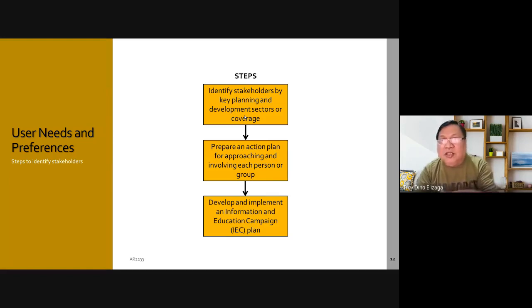So you just try to, this is work between you and the client. Then you prepare an action plan for approaching and involving each person or group. So which is the best way to approach so that you are not turned away violently, and develop and implement an information education campaign. Okay, so after approaching them and getting their preferences, it's good to make friends with them.